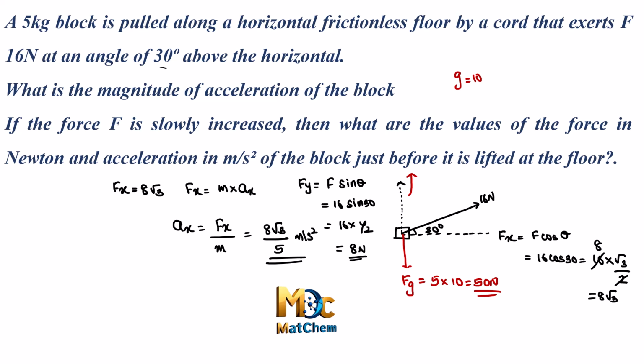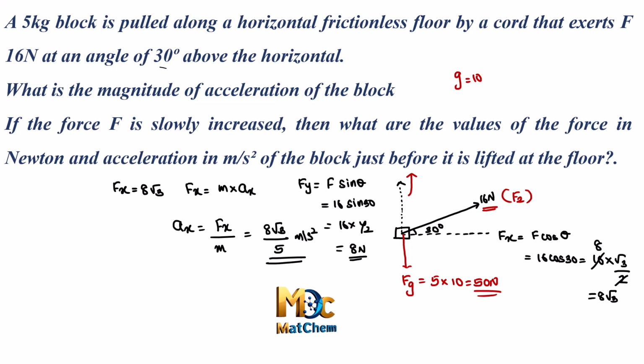But we know that the force is applied at an angle of 30 degree with the horizontal. So we are trying to increase this particular force. So let it be the force that is increased to F2, such that we will be able to lift up this particular block along the vertical direction.